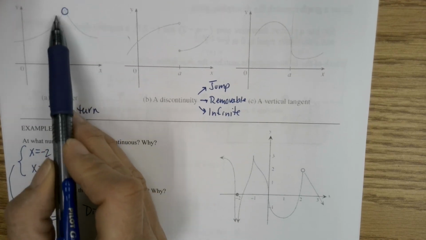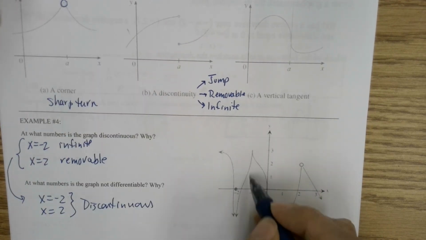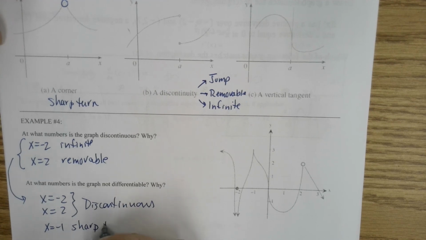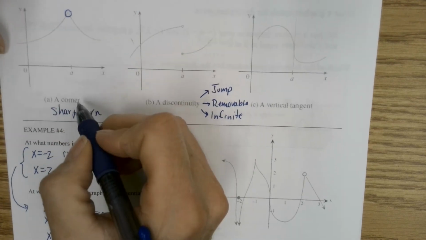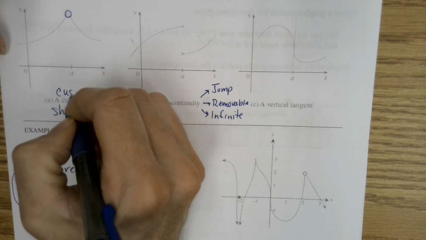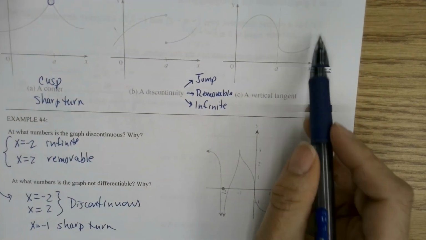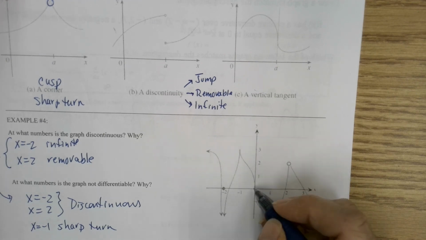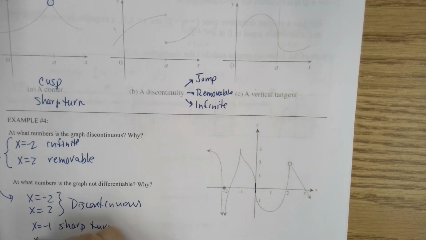And then the other things I'm looking for are a corner, a sharp turn. So I'm looking for anything with a sharp turn, and I'm seeing a sharp turn right at x equals -1. Sharp turn, corner, whatever you want to call it. Sometimes people call this a cusp also. And the last thing I'm looking for is a vertical tangent line. And I'm thinking right in here at 0, we might have a vertical tangent line in there. Again, we'll learn how to find that algebraically later.